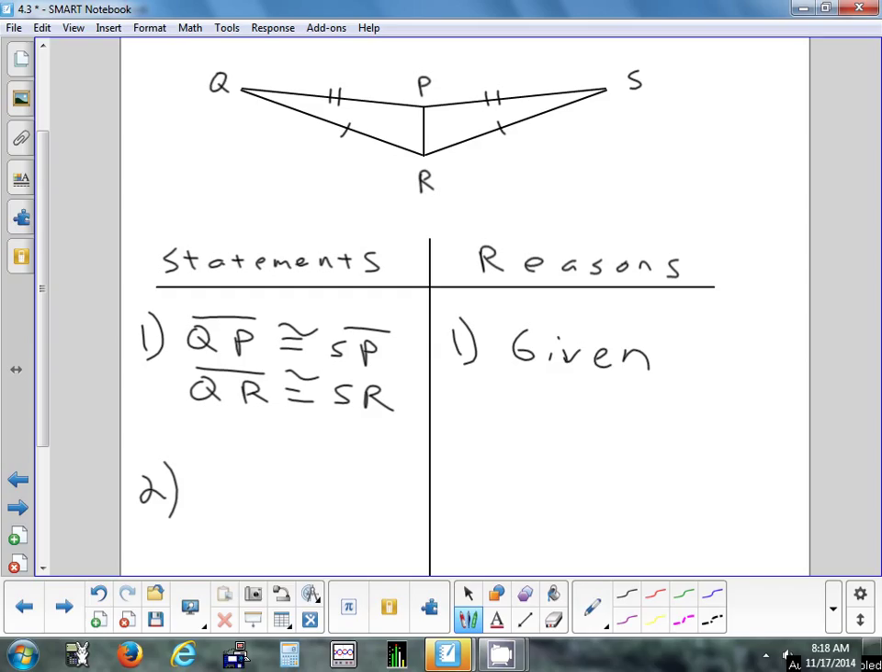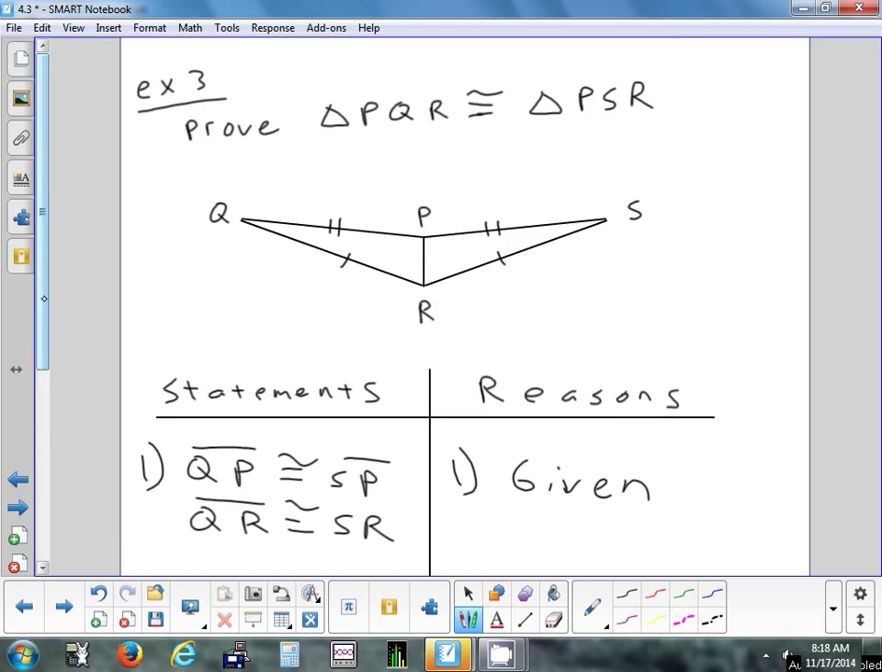Yep? Could you just say that PR is shared between the two triangles, the line shared between the two triangles, so automatically they have to be congruent? Yes, that's the basic reason. And if I was going to explain it out, that's exactly what I'd say. So side PR in the first triangle would be congruent to side what in the second triangle? PR. PR is congruent to PR.